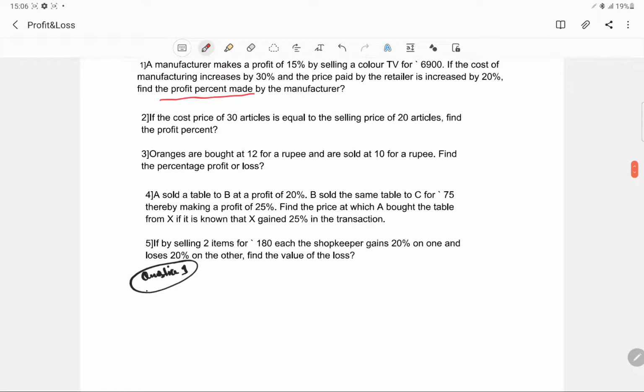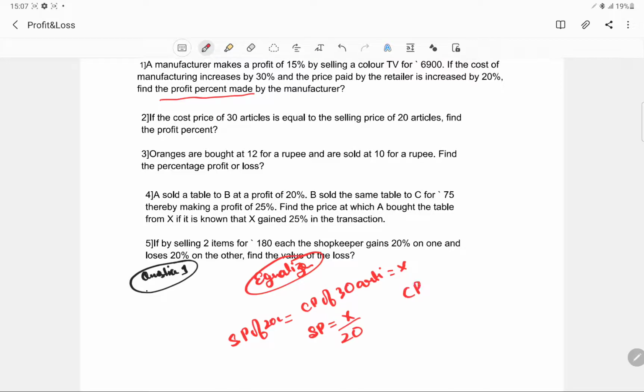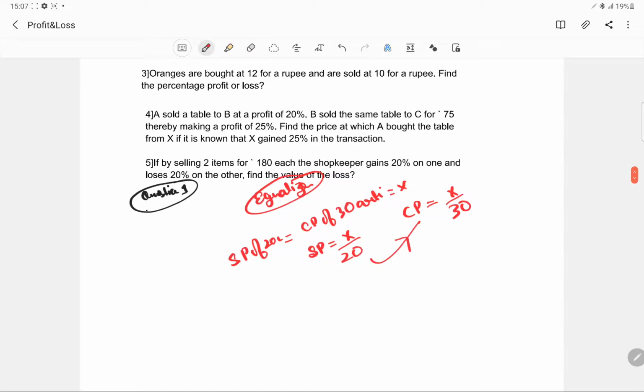Moving forward, this is for the equalizer part. If the cost price of 30 articles is equal to the selling price of 20 articles, find the profit percentage made by this. So in this case we need to calculate it for at least one article. The cost price of 30 articles, say it was X, and this was actually equal to the selling price of 20 articles. So the selling price of one article was X by 20, and the cost price of one article was X by 30. So from here we can calculate the profit percentage.